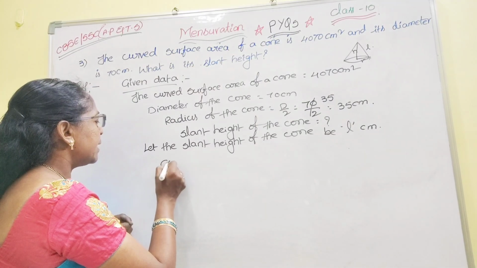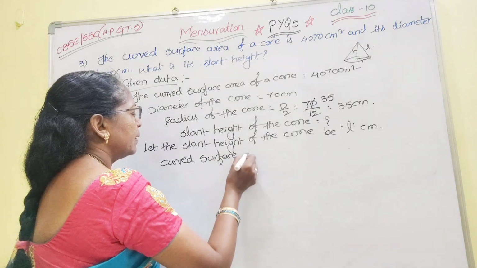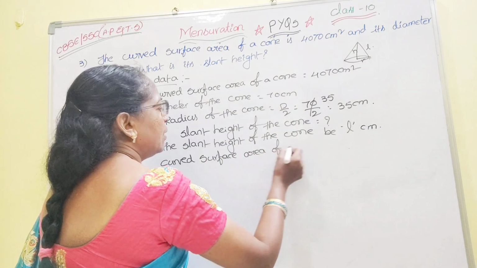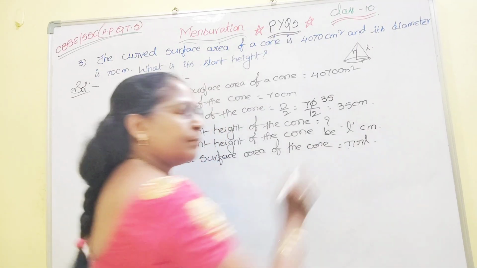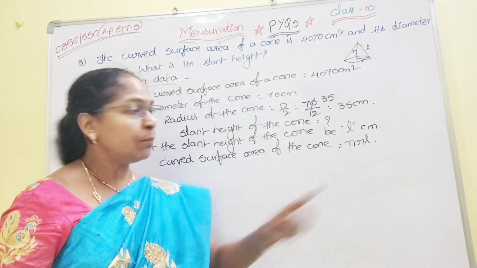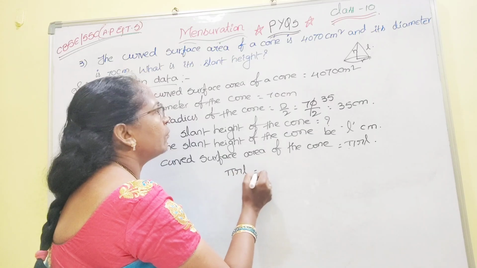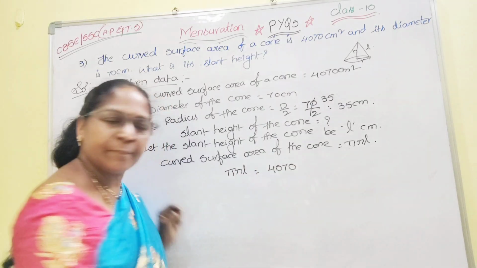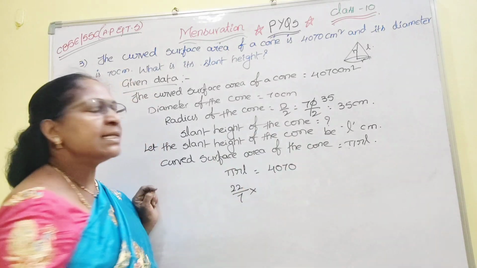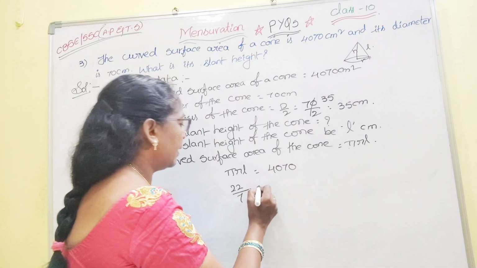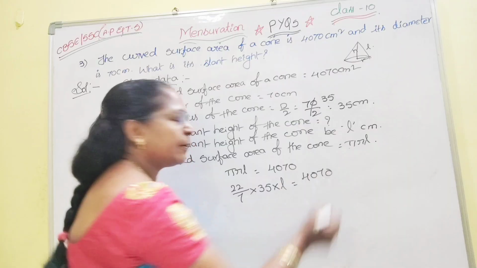So the curved surface area of the cone equals pi r L. This entire value is already given, no? Both are equal, so you have to equate the values. That means pi r L equals 4070. Now here, pi is nothing but 22 by 7 into radius. Radius equals how much? 35. Write down 22 by 7 into 35 into L, that equals 4070.